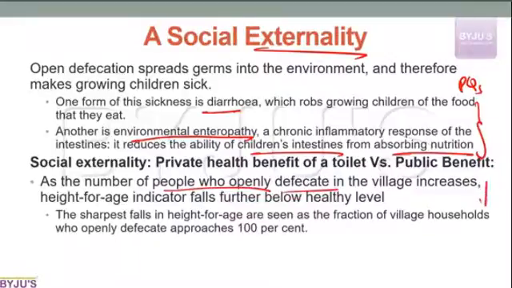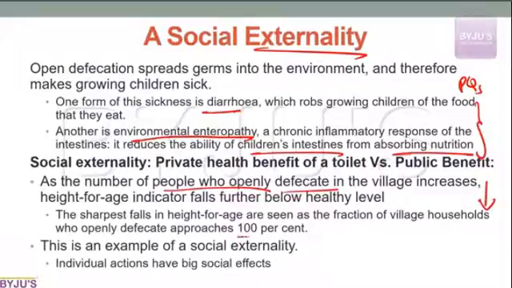If more and more people start openly defecating, the overall village starts suffering a lot. So as it becomes 100%, the height for age ratio starts declining rapidly. So overall, this is an example of a social externality. Individual actions have big social effects. Now, why is this happening? Bangladesh could eliminate it. Pakistan, it's much lower. So why is it happening?